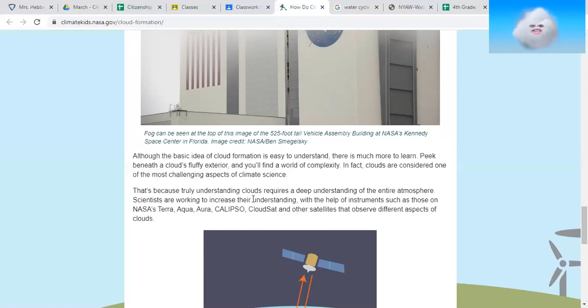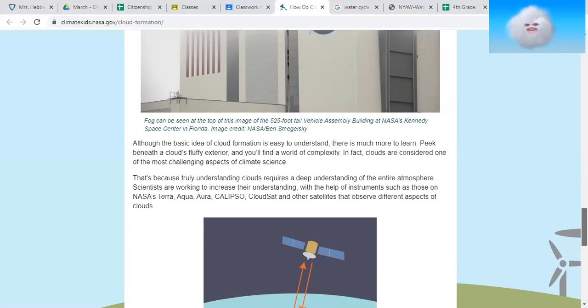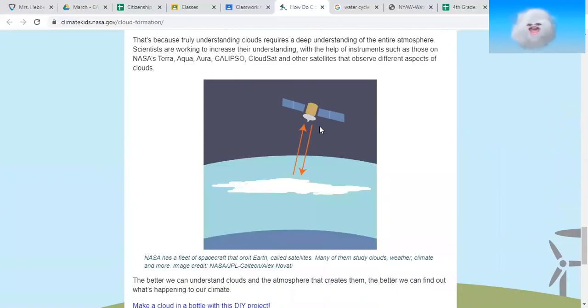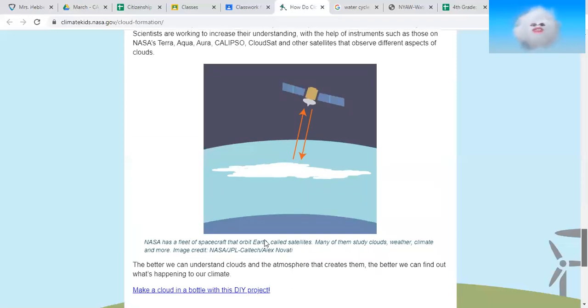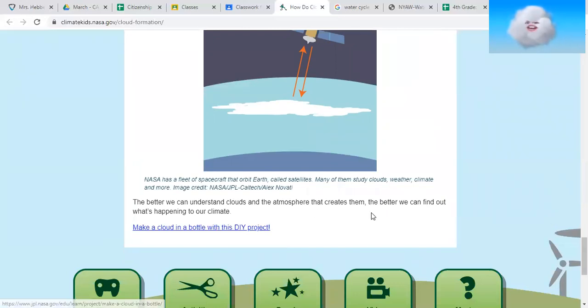Scientists are working to increase their understanding with the help of instruments such as those on NASA's Terra, Aqua, Aura, Calypso, and CloudSat, and other satellites that observe different aspects of cloud. Here's a picture of a satellite, and it is looking at this cloud and then recording the information to see how this cloud moves, how it was formed, maybe if it's getting bigger or smaller, if it's precipitating. The better we can understand clouds and the atmosphere that creates them, the better we can find out what's happening to our climate.